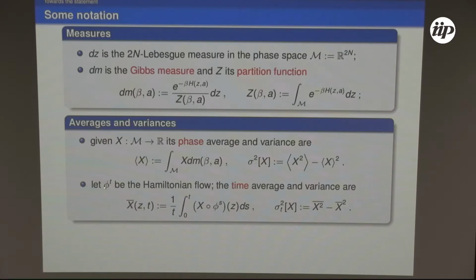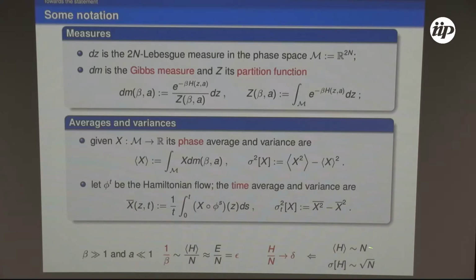And correspondingly, if phi of t is the Hamiltonian flow, there will be this x bar, which will be the time average. And with this subscript t here, I will distinguish these two quantities. This is the phase variance, and this is the time variance, right? And just a quick comment: given the choice of our parameters, 1 over beta is essentially the specific energy, so we can identify it essentially with the temperature.